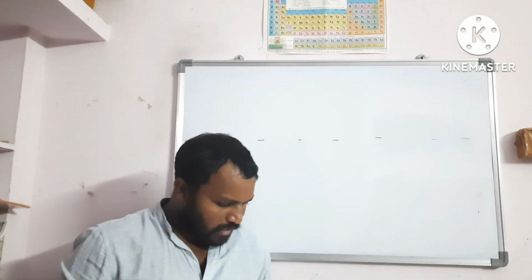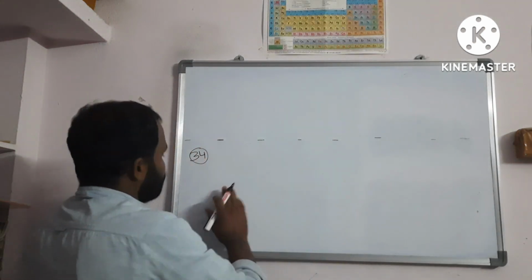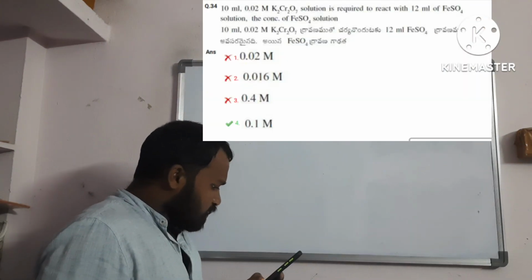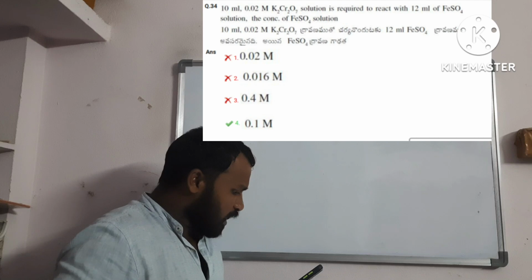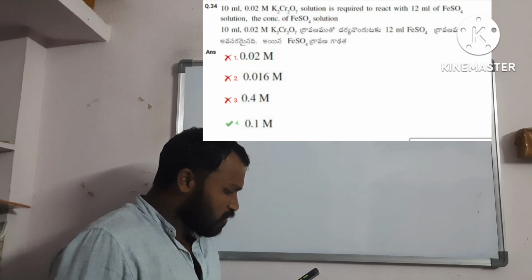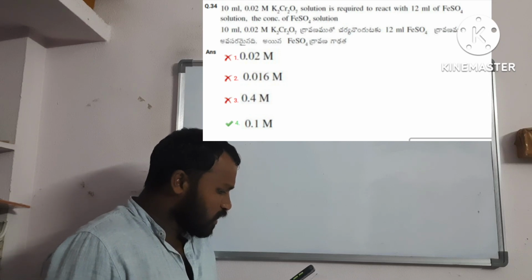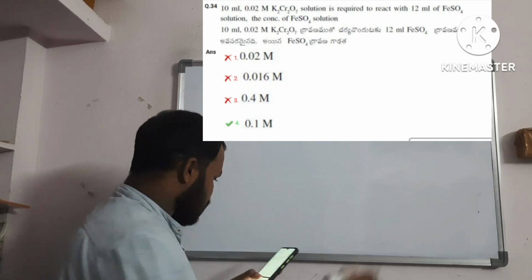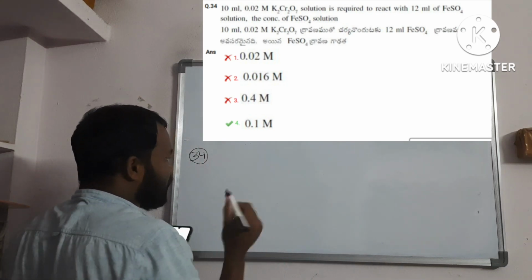So question number 34, what is that? The given 10 ml of 0.02 M K2Cr2O7 solution is required to react with 12 ml of FeSO4 solution. The concentration of FeSO4 solution is? So first, I am writing the reaction.